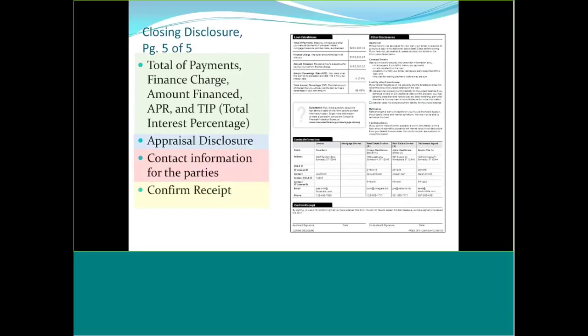Then the very final page of the closing disclosure. Here you'll find a lot of the TIL stuff that we're used to seeing right now. It comes back on this closing disclosure and shows up here: finance charge, amount financed, APR, and also that new TIP percentage that we talked about earlier. So contact information there at the bottom for the different parties on the transaction. And once again, there can be a confirm receipt line at the very bottom.